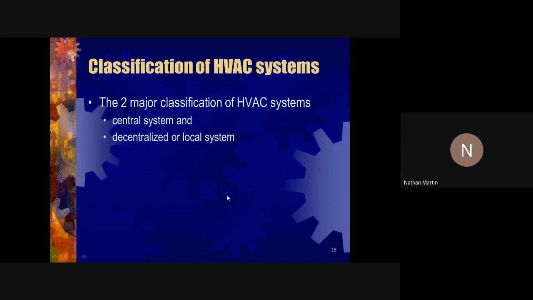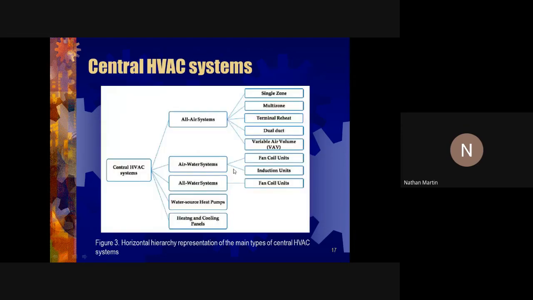The classification of air conditioners. We said that air conditioners or HVAC systems are classified in two types of system. We have the central system and we have the decentralized or local system, right? So we're going to look at this a little bit further, what they are. So this is the central HVAC system. This is really a flow chart to explain what is happening with the different types of unit, right?